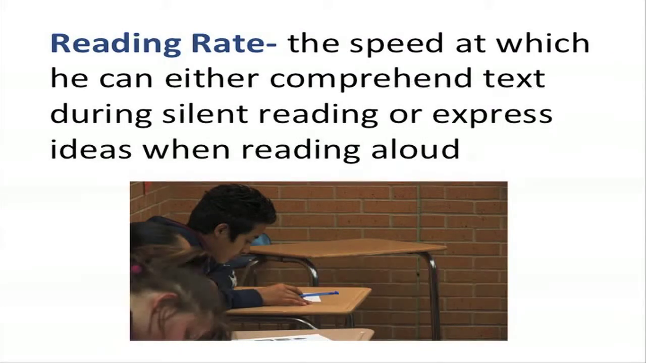Appropriate reading rate is an often misunderstood concept. According to researchers, a student's appropriate reading rate is the speed at which he can comprehend text during silent reading or express ideas when reading aloud. How quickly a student reads is not an indicator of whether he is fluent. This is a critical distinction that bears repeating. Reading speed is not the same as reading rate.